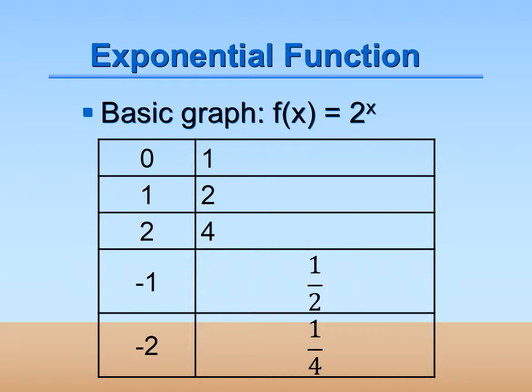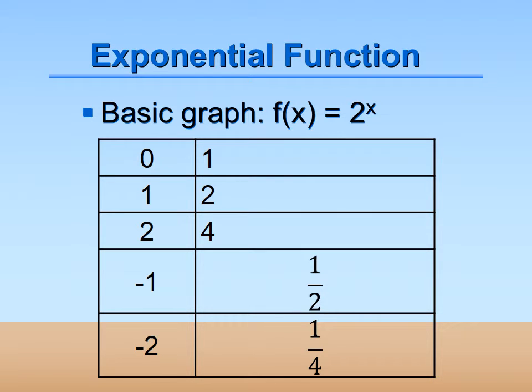So let's look at the basic graph for f of x equals 2 to the x. So if we plug in numbers, let's try x equals 0. Well, that's 2 to the 0 power. Anything to the 0 power is 1. So now let's try x equals 1. So 2 to the first power is 2. Let's try x equals 2. Well, 2 to the second power is 4.